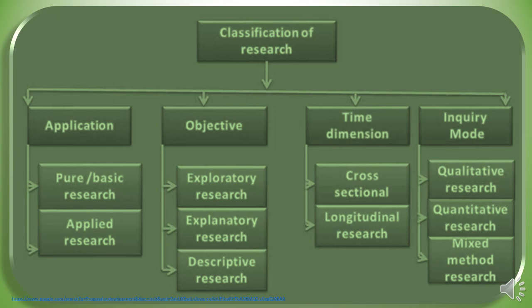The second one is objective. We have got three types of researches. One is exploratory, second is explanatory, and the third one is descriptive research. So far as time dimensions are concerned, we know we either get data cross-sectionally, just go once to the sample, get the data and come back, or we go many times to the same panel or cohort for gathering data. Fourth one is the inquiry mode, and we know that this is also called methodology in research, and we have qualitative research methodology, quantitative, and mixed method.